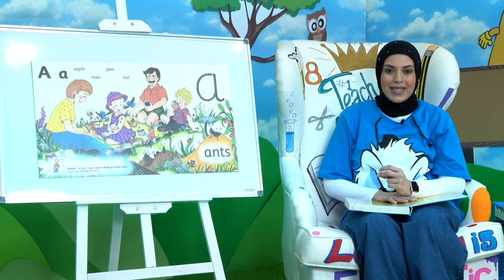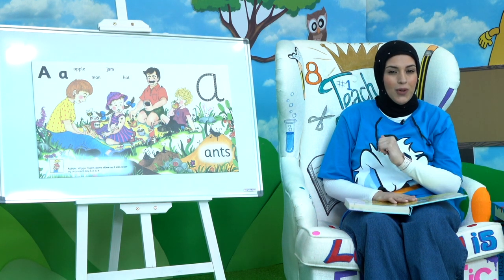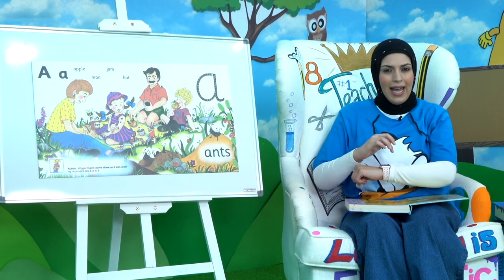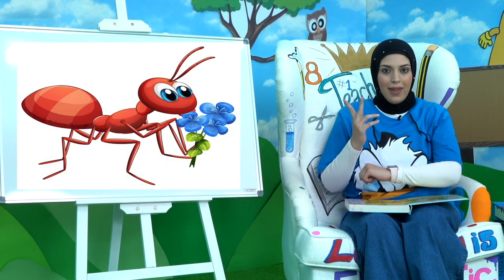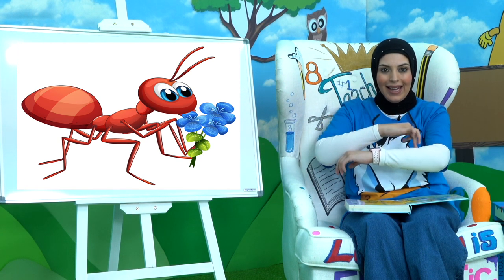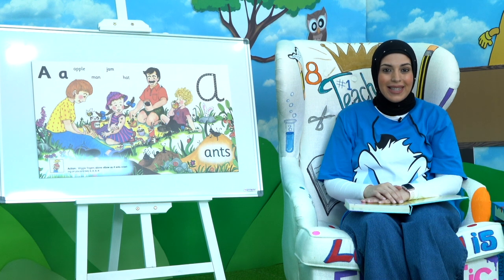Okay, now it's time for our story. But before we do so, look at our picture here. Our friend has ants on her arm. That's why we made the sound A, A, A, A. Okay, now let's read the story of the sound A for the letter A.